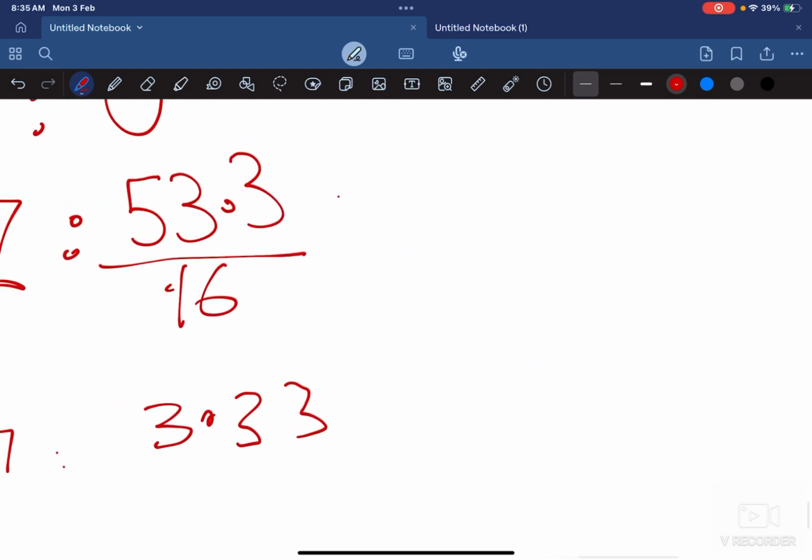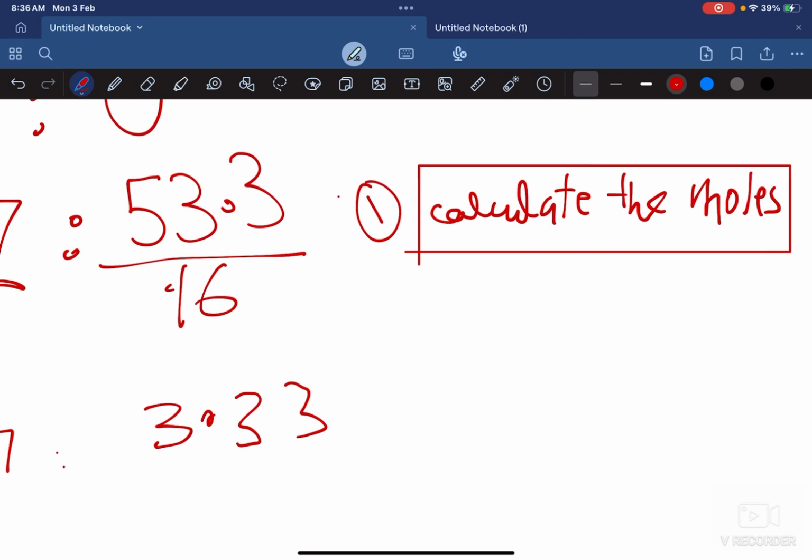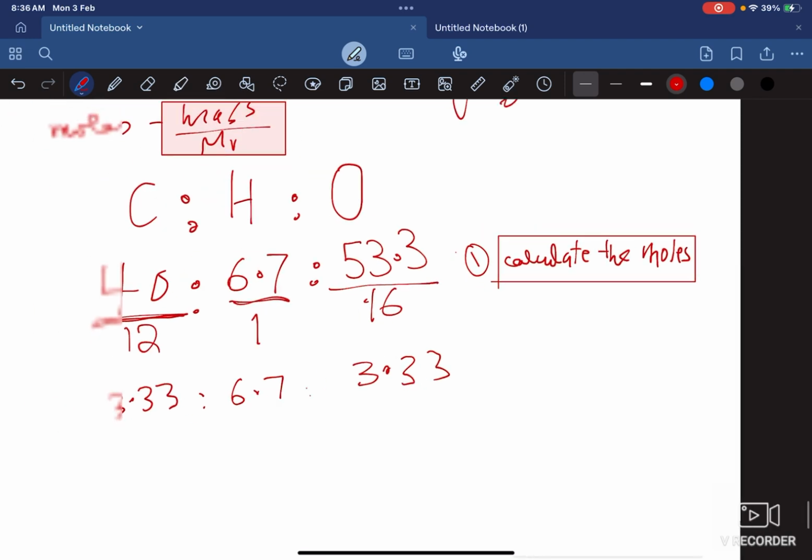Okay, step number 1. Let me identify the steps because that's gonna make it easy for you to learn. Calculation of empirical formula. Just learn these steps and that's gonna be easy. Step number 1 is calculate the moles. How do you calculate the moles? You're going to be given the mass, just divide it by mr and get the moles. That is your step number 1. That is to calculate the moles.